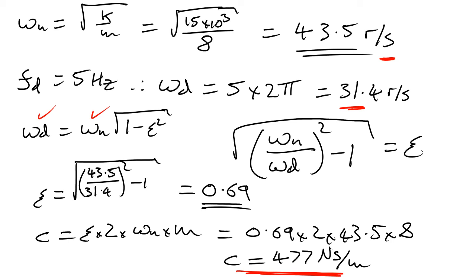So our answers for this one, that's our damping coefficient, and our damping ratio is 0.69. And I guess we could just draw a little graph of that again. It's going to give us a response which is going to be like that. Okay, on to the third and final example in this presentation.